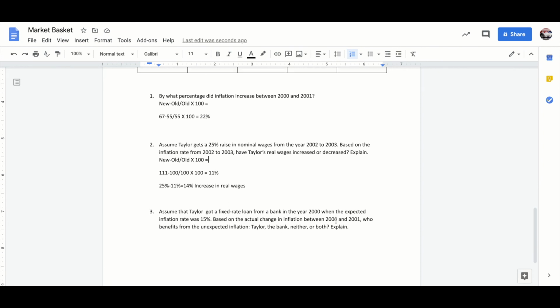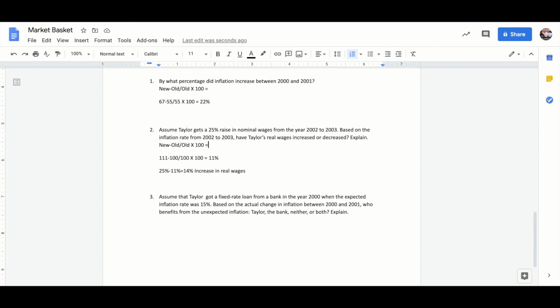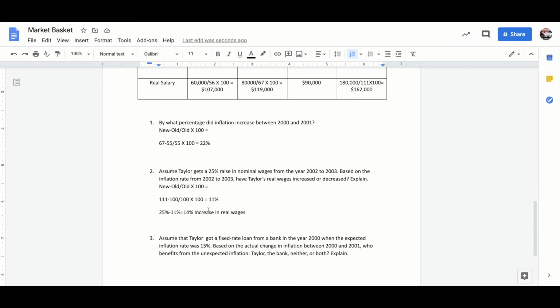All right, now number 3, finally. Assume that Taylor got a fixed rate loan from a bank in the year 2000 when the expected inflation rate was 15%. Based on the actual change in inflation between 2000 and 2001, who benefits? All right, between 2000 and 2001, we had a 22% increase in prices. That is going to benefit me. Taylor will benefit, and I'll show you why now.